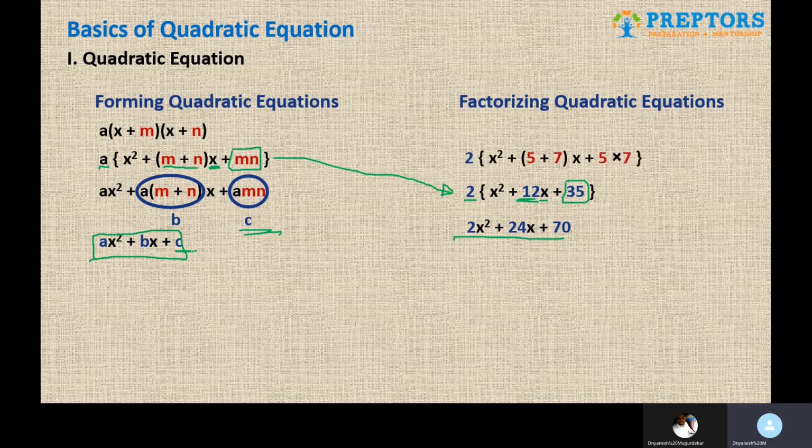So one step up, this is what you get. The same equation 2x square plus 24x plus 70 can be written in a better way as 2 in bracket x plus 5 into x plus 7, that is, a into x plus m into x plus n, and this is how you factorize the quadratic equation. I'm very sure looking at this you would have remembered your school days. It is exactly something we used to do, and that is why this is easy to handle.